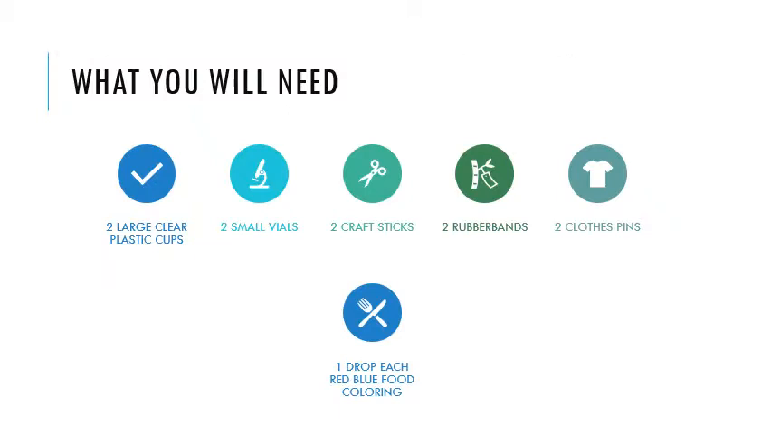What you'll need: you're going to need 2 large clear plastic cups of water, room temperature. You'll need 2 small bottles, one filled with hot water, one filled with cold water, the hot water colored red and the cold water colored blue, or you can choose any other 2 colors. You're going to need 2 craft sticks, 2 rubber bands, 2 clothespins, and then you'll need that food coloring.